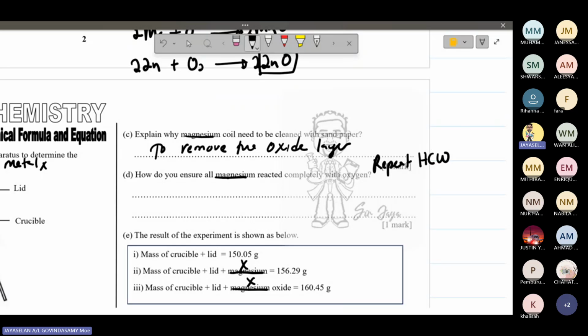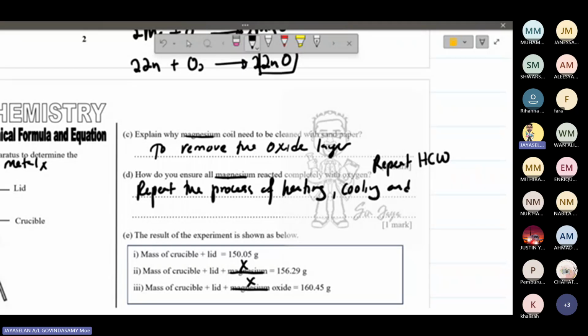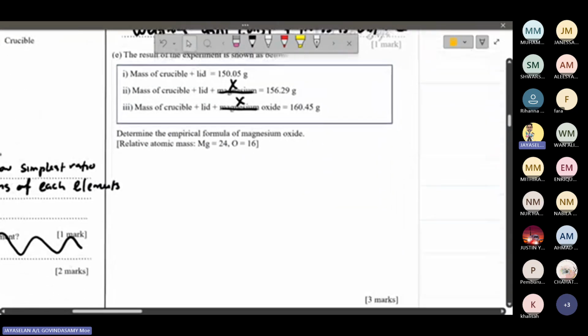Repeat the process of heating, cooling and weighing, until constant mass is obtained. You all letak macam ni, saya bagi markah. Any question? Okay. All of you understand? Okay, now we go for calculation.